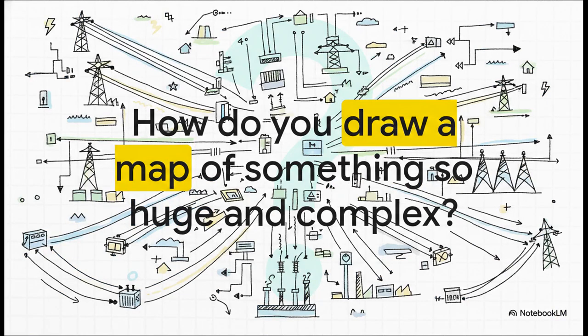So, that's the big question, isn't it? If you're an engineer, how in the world do you draw a map of something that enormous and complex? I mean, how do you get that onto a single page in a way that's actually useful?